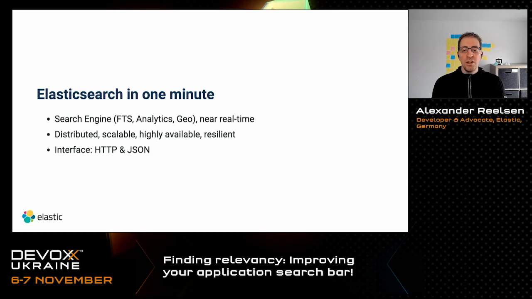The whole idea is it's near real time, so the time between indexing and something becoming available for search is as small as possible. And then lastly, we have the ability to run distributed. So Elasticsearch is not bound to a single system. You can also run a cluster of hundreds of nodes. It's highly available and resilient.